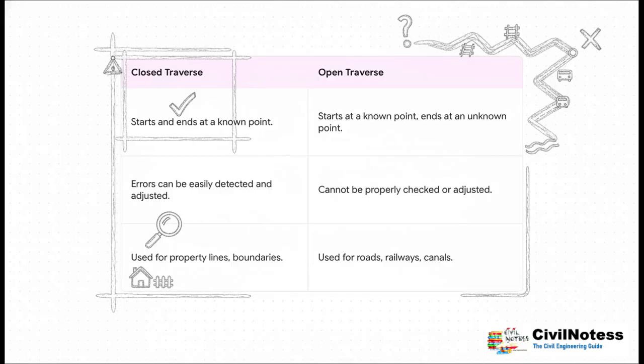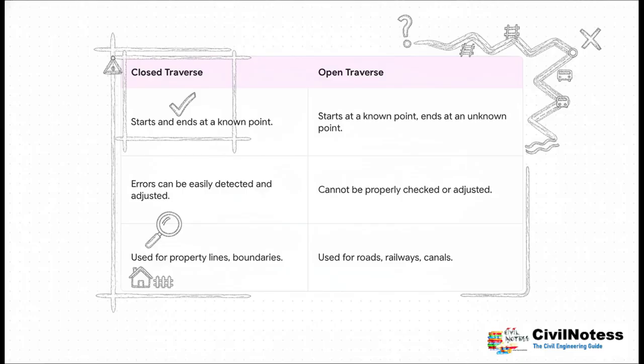Okay, now this is a really important concept, especially for exams. You've got two main flavors of traverse, closed and open. A closed traverse is the gold standard for accuracy. Think of it like running a lap on a track. You start and finish at the exact same spot. And if you don't, well, you know you messed up somewhere along the way. That's the beauty of it. It's self-checking. You can find your errors and fix them.